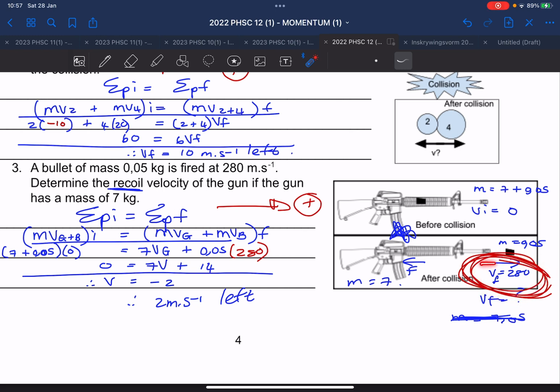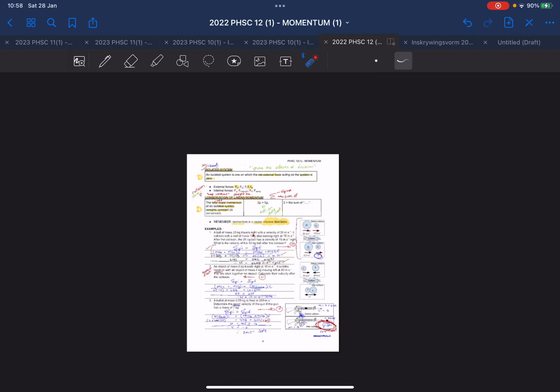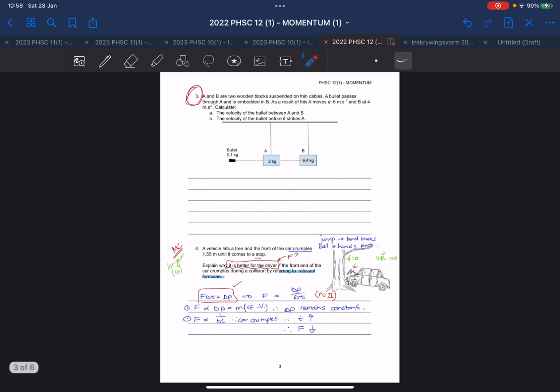It's going to the right, so I'm going to choose to the right to be positive. But if you chose to the left to be positive, you should get the same answer. So that's why it's positive 280, and you put in your values, and I get a negative answer, -2. You're not allowed to leave it in the negative, so that is 2 meters per second, and because I chose to the right to be positive, it is to the left. And it makes sense because the gun pushes to the left. Now I want to go to page 3.